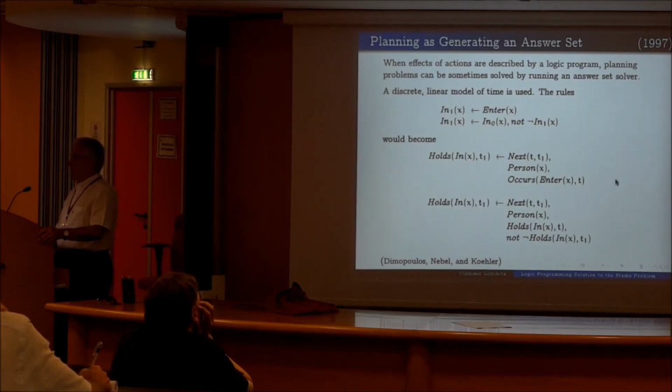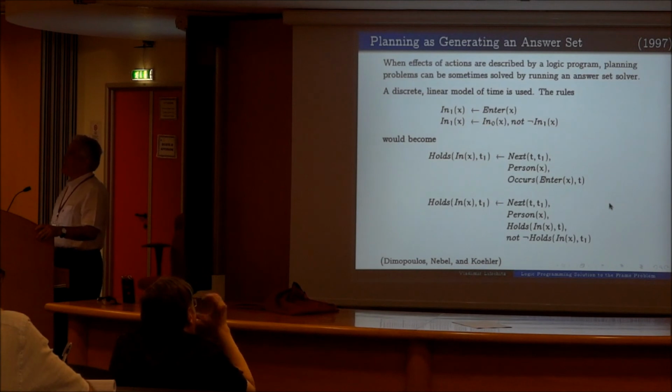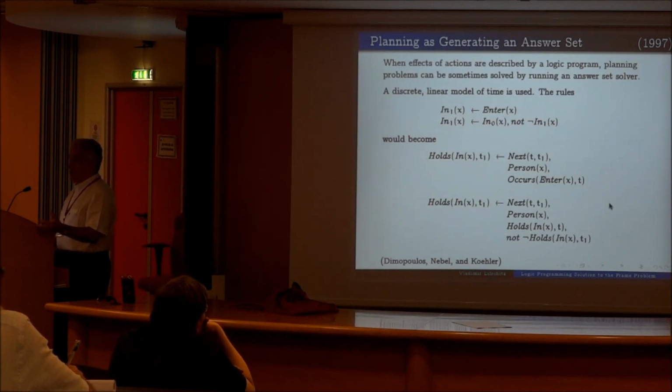So this is the rule that, with this slightly more sophisticated model of time, describes the effect of entering, and this is what Reiter's frame default looked like in 1997. It was pretty straightforward at that time.